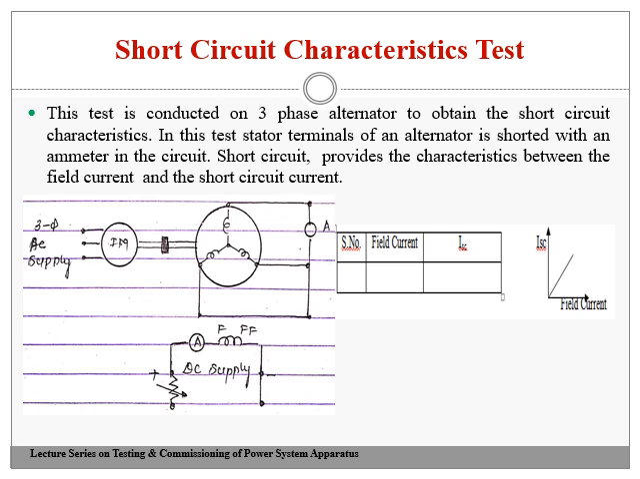This was about the determination, or maybe the conduction, of OCC as well as SCC on an alternator. Let us see what the importance of this is. Already we have seen that the parameters and the graph we obtain from the OCC and SCC are further helpful in the determination of regulation of an alternator. One more distinct aspect is the determination of the short circuit ratio. That will come onto the next slide.